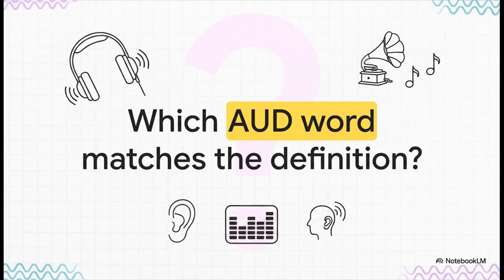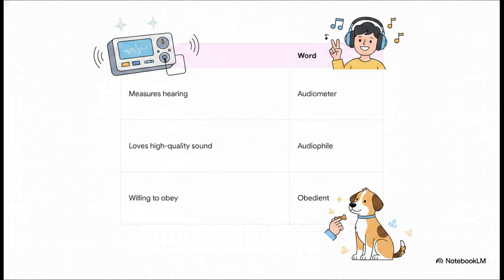Take a quick second. All right, the answers are: the measuring device is an audiometer, the ultimate sound lover is an audiophile, and willing to obey, that is obedient. Huge congratulations if you nailed those. You have officially conquered the boss battle and proven you totally own this root word.